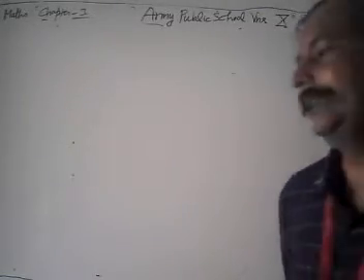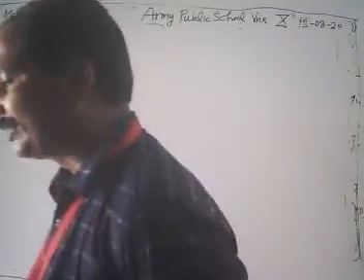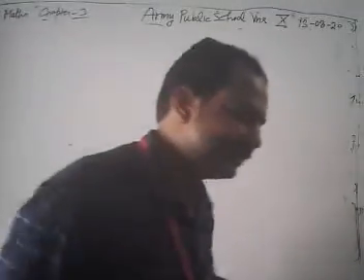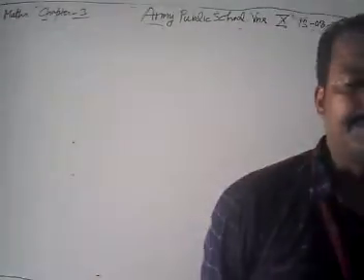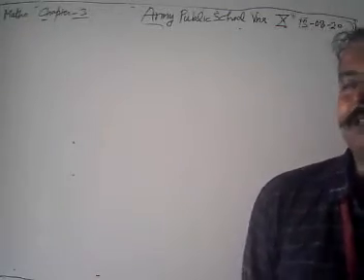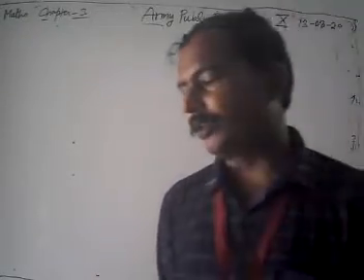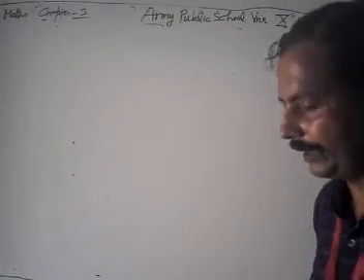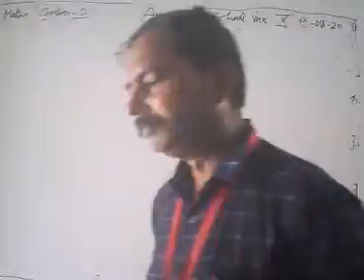Then we saw linear equations in two variables, ax plus by plus c equal to 0, considering that a square plus b square is not equal to 0, that is, a and b cannot both be 0 simultaneously. Then we saw that for different values of y we get different values of x also.